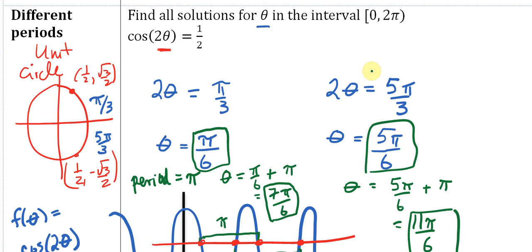Some questions you should ask yourself: what if this number in here was 3 theta? How many solutions would you have then? What if this number in here was 1/3 theta or 1 theta? I'm sorry, or 1/2 theta. How many solutions would you have then, and what would they be? All right, so always try to stretch yourself.